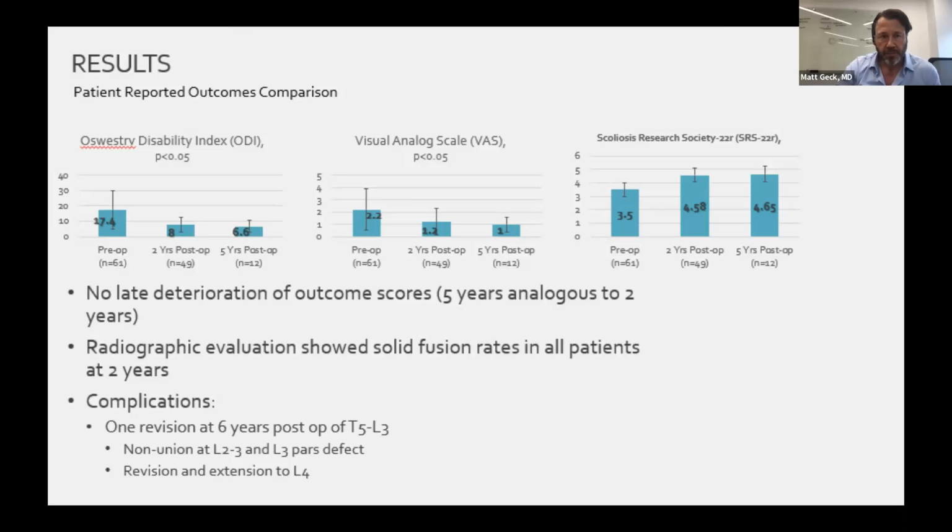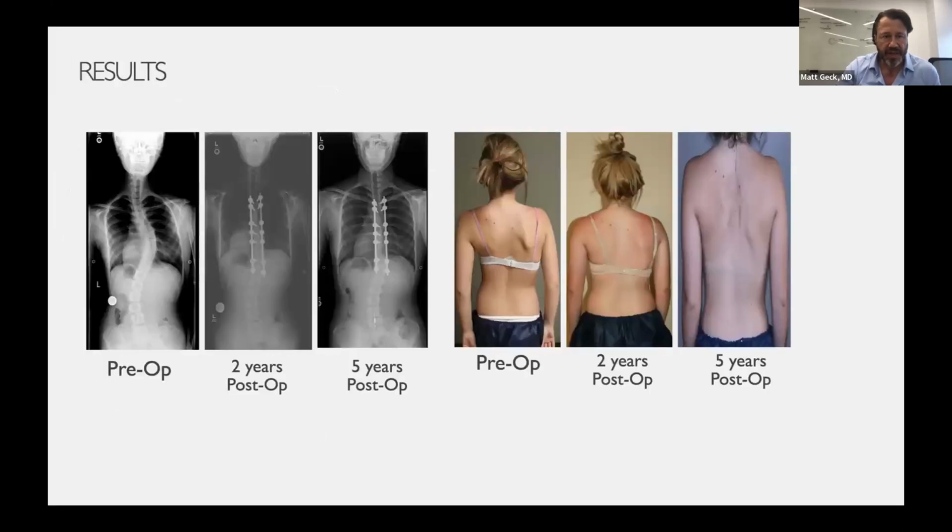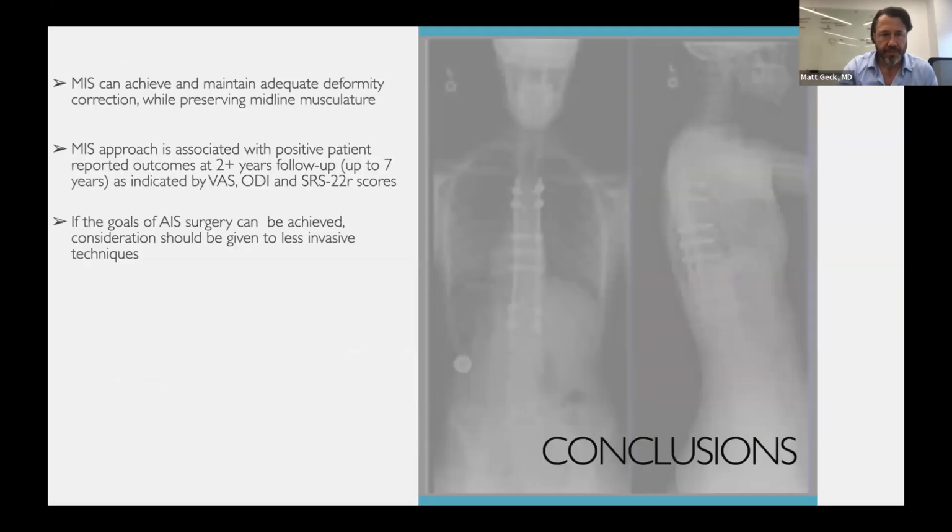So this was pretty good. These are some examples. You see the 3 small incisions, and I think good deformity correction, consistent with what you would see open. So this was our original 2 and 5-year group, and we thought we were happy with these preliminary results in terms of outcomes and complications.